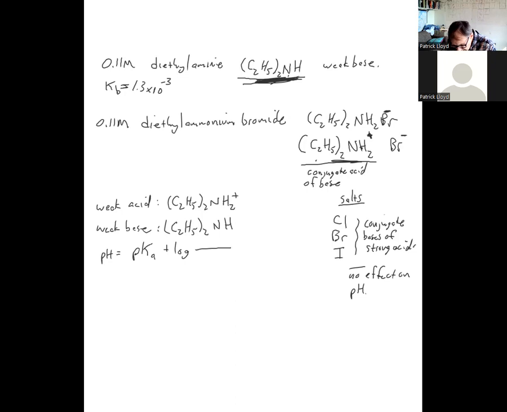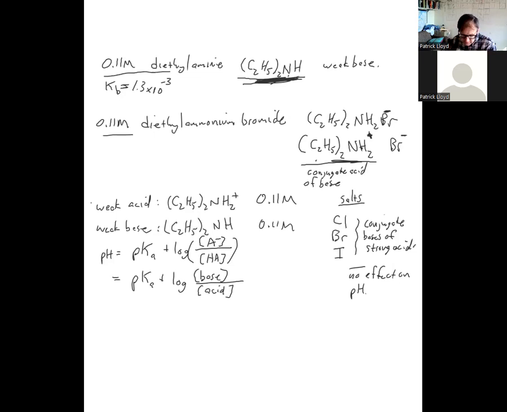Okay. So let me write it this way. I know I put A minus and HA here in the past when I introduced it at the beginning of this lecture. I'm going to write it a little bit differently. The base over the acid. Okay, and again, remember they have to be weak acids and weak bases, right? Okay, so here's our acid and base. They're both 0.11 molar, right? It told us that the diethylamine is 0.11, and it told us the diethyl ammonium is 0.11, so they're both 0.11.